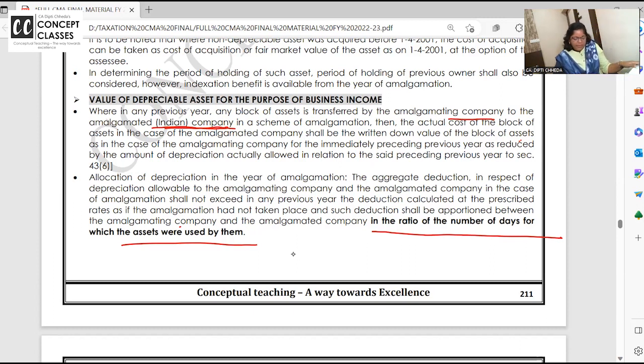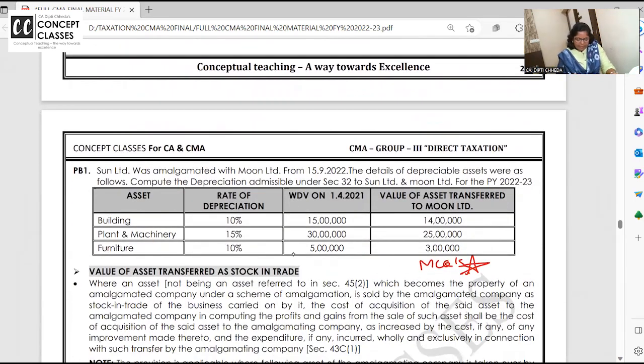So for this we will take up, and this is the same concept in all: amalgamation, absorption, demerger, it is the same everywhere. So for this I have taken one problem from the scanner only. They gave this problem 3 marks.